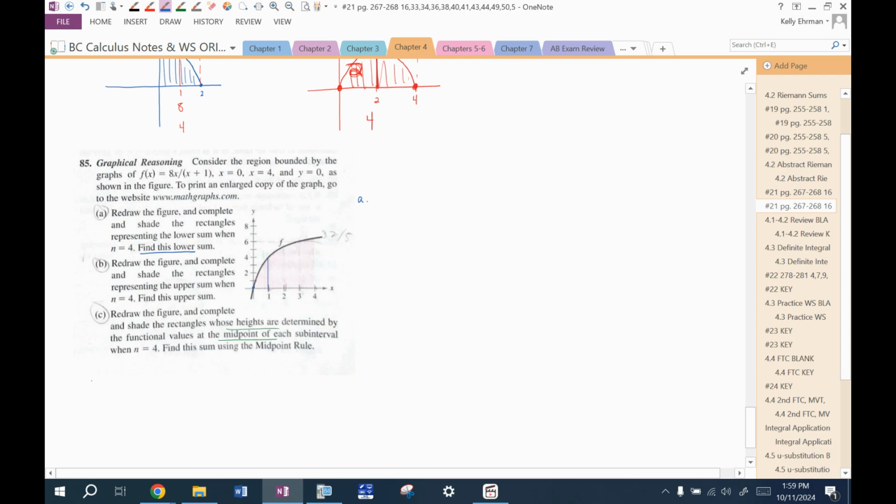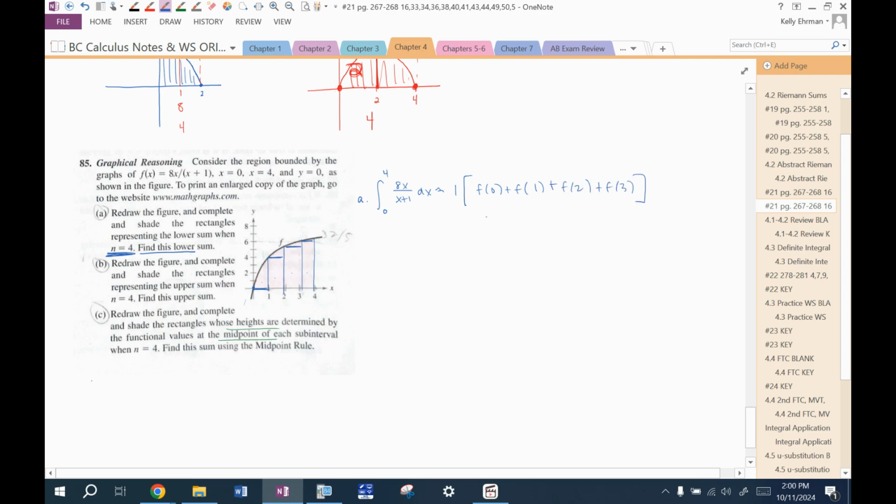The lower sum using 4 rectangles. 1, 2, 3, 4. The lower sum would be the left sum because this is an increasing function. So the integral from 0 to 4 of 8x over x plus 1 dx is about equal to, I can see there's a width of 1, and I'm just going to say f of 0 plus f of 1 plus f of 2 plus f of 3.